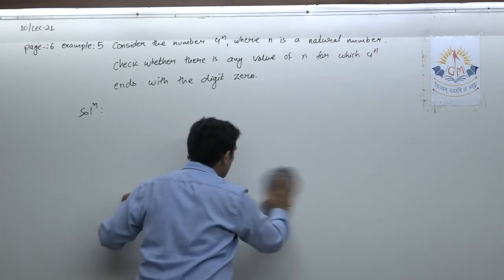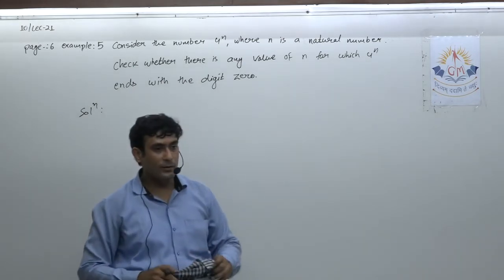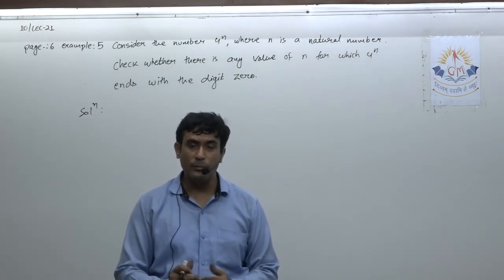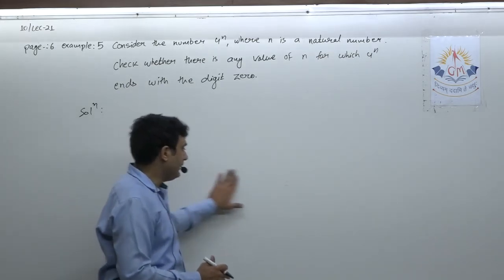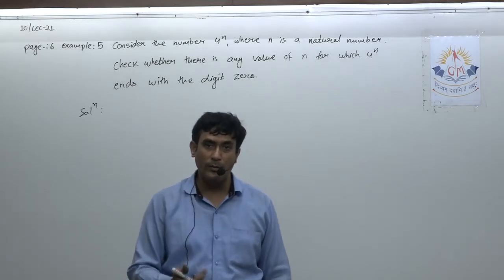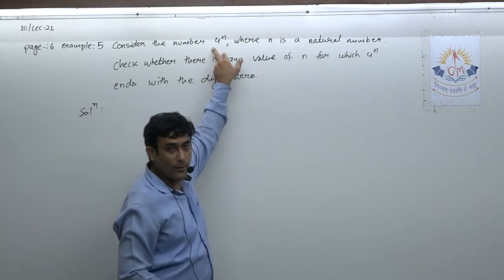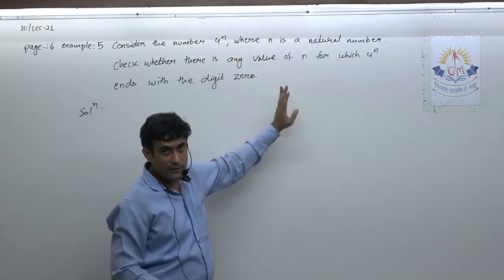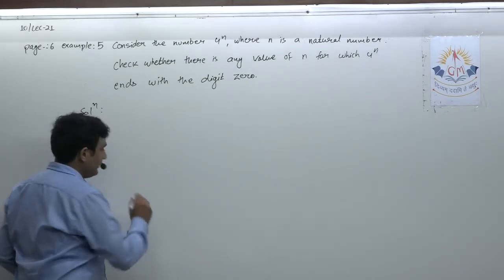See, if there is a number that ends with a 0, then definitely it should be divisible by 10. And if a number is divisible by 10, then definitely its factors should contain at least one 2 and one 5. So here we'll find the factors of 4 raised to n and we'll see whether there are 5 and 2 both or not. So we'll start with this.